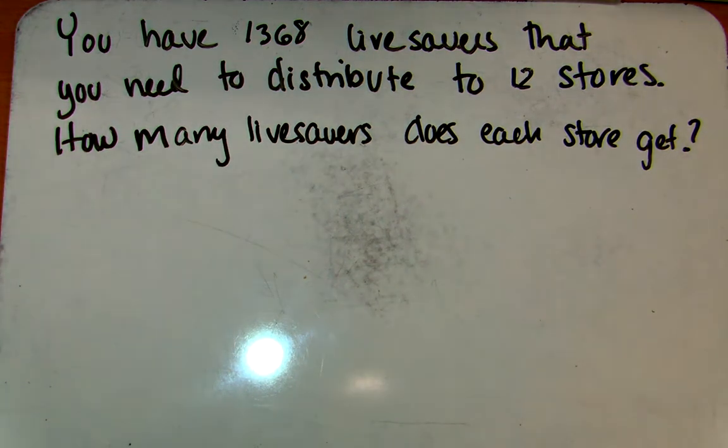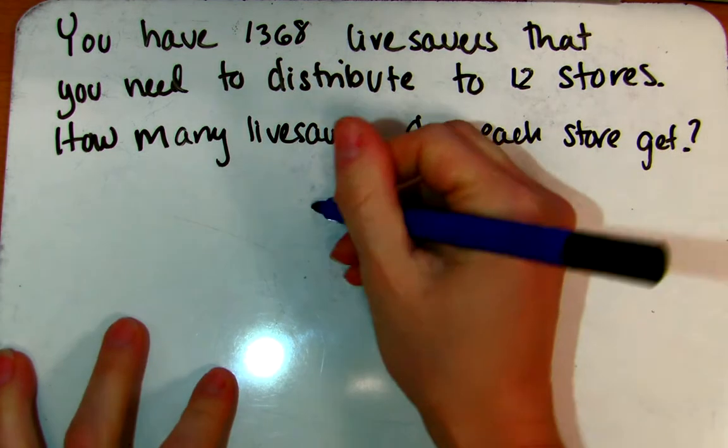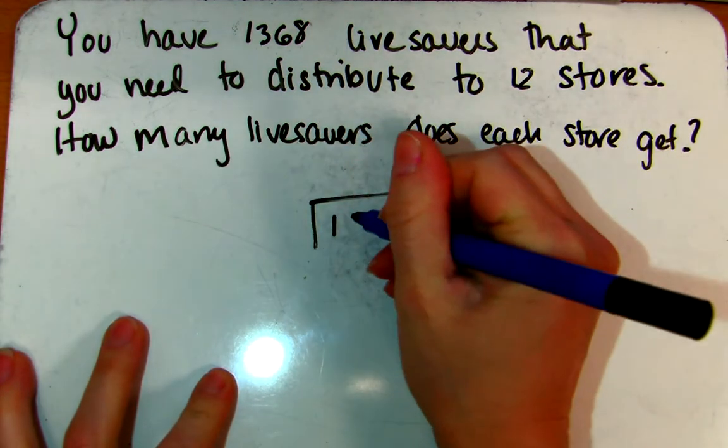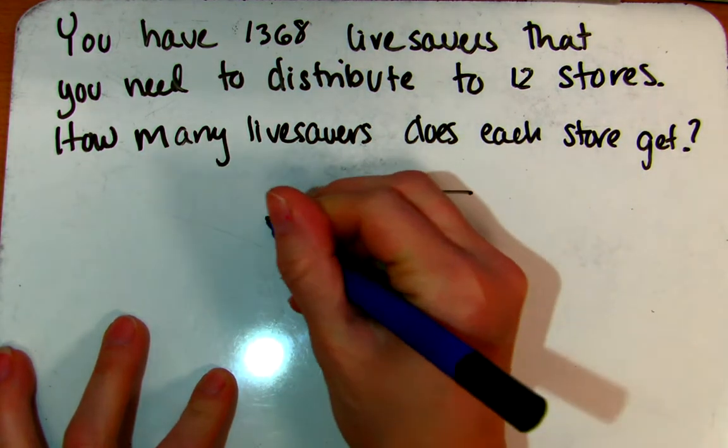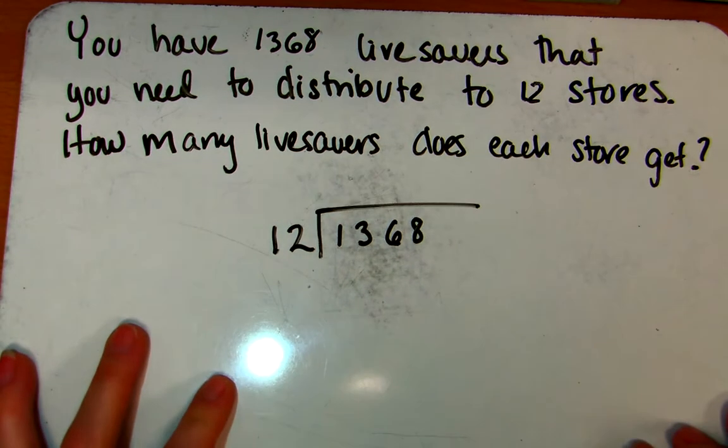Okay. So you have 1,368 Lifesavers that you need to distribute to 12 stores. How many Lifesavers does each store get? So to start off, obviously we know we're going to take 1,368 and divide it by 12.